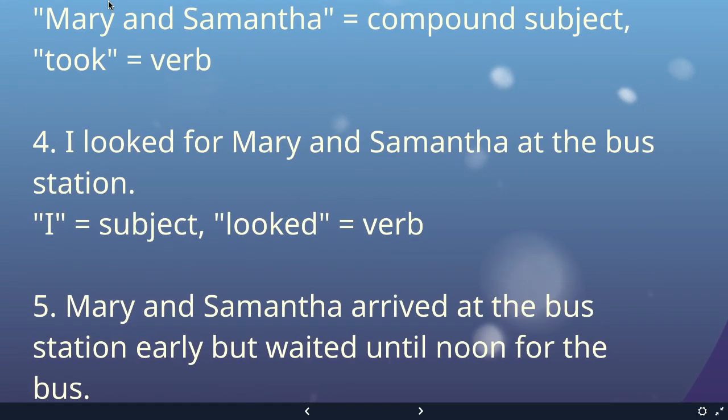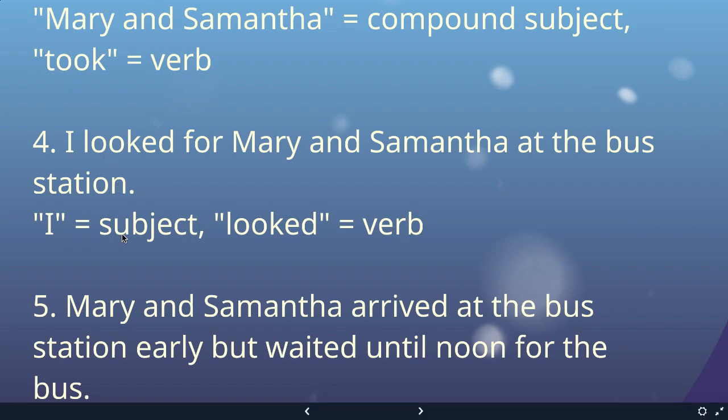Number 4, still a simple sentence. I looked for Mary and Samantha at the bus station. It's still simple in the sense that I have a subject, I have a verb, looked, I have a complete thought. I looked for Mary and Samantha. That would be a complete sentence. But I got that preposition that Hayden was talking about, at the bus station. This doesn't make this complex. This doesn't make it compound. It's still a simple sentence.